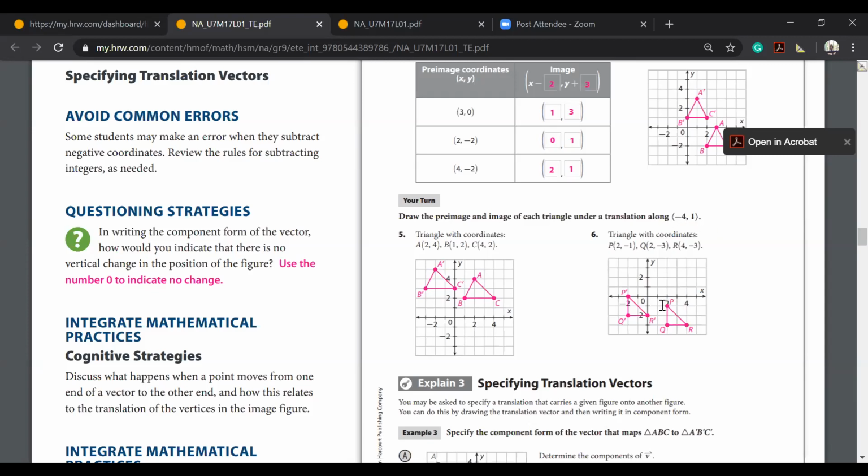Let's do it. 1, 2, 3, and 4, and 1 up. P prime. 1, 2, 3, 4, and 1 up. Q prime. And for R, 1, 2, 3, and 4, and 1 up, it's R prime. And then do not forget to complete or connect your dots. And then, this is in quad what? It's in quad 3. So my image landed in quad 3. It's pretty easy, right? I think it's very easy.